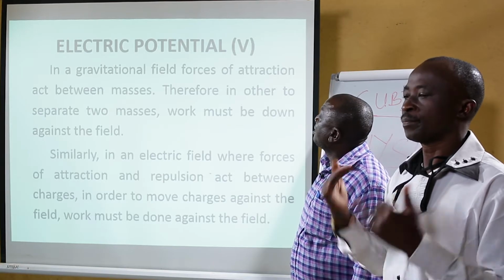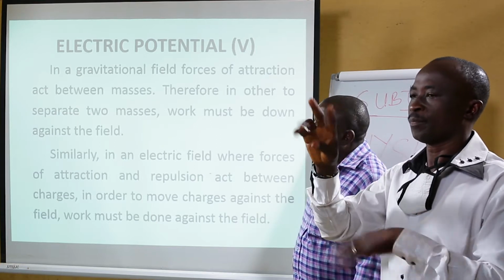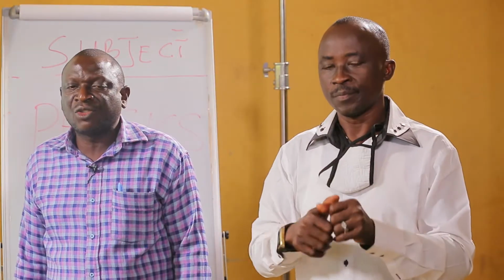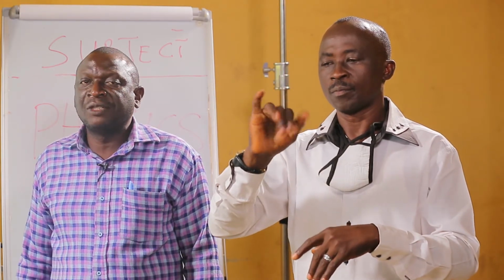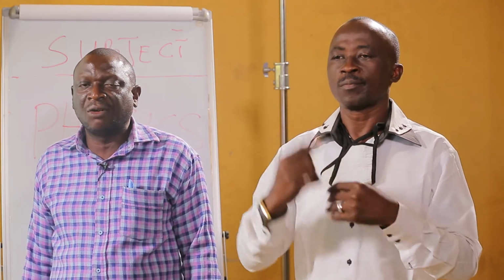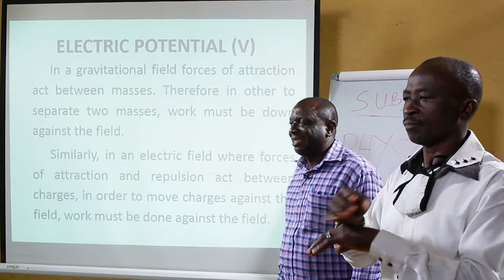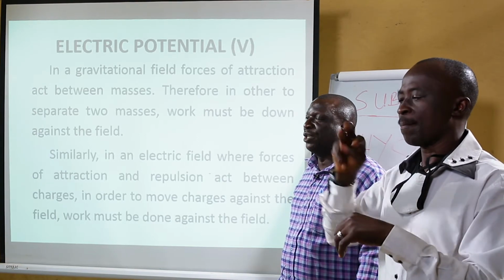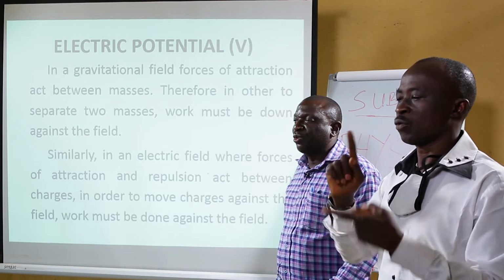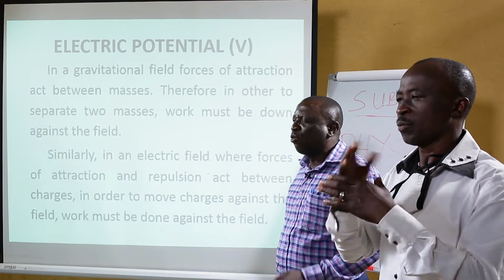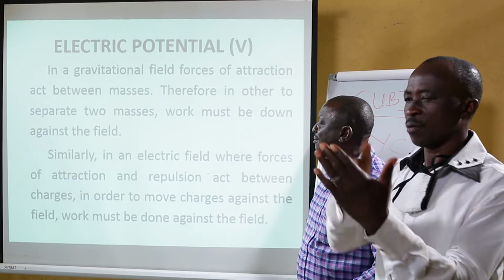Now we look at electric potential, capital letter V in bracket. If you remember in our study on gravitational field, we said in gravitational field we have only forces of attraction. And these forces of attraction act between masses. Therefore, to separate any two masses, work must be done against the field.